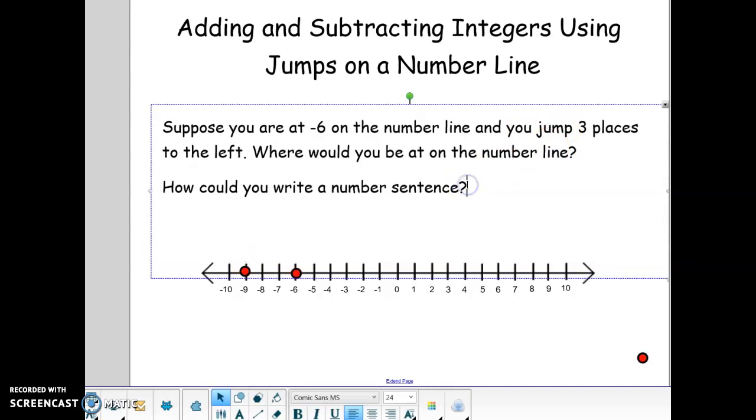So I'm going to write this as -6. That's where I started. I jumped 3 places to the left, so I'm minusing. And because I went 3 places to the left, I'm minusing by 3. And then my answer will be -9. That's where I ended up. Okay? So that's how you're going to add and subtract integers using jumps on a number line today.